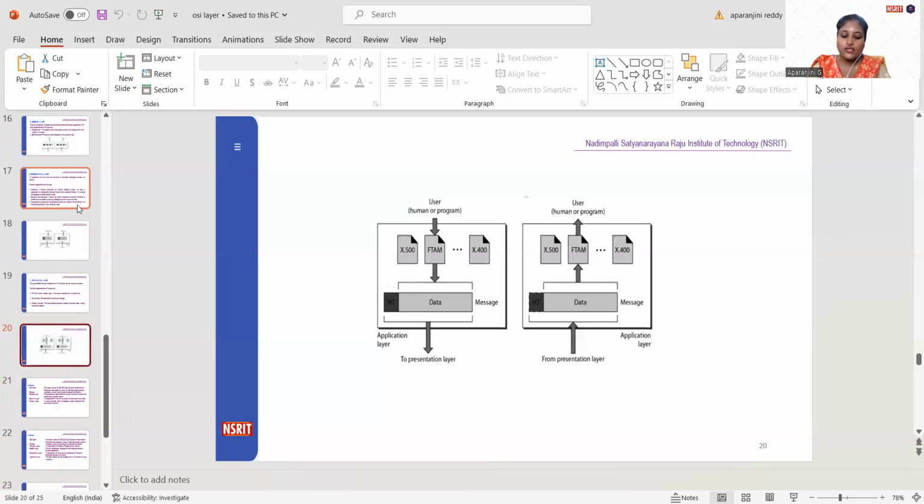The functionalities of this layer are to identify the communication partner, that is, to whom to transmit the data; determine resource availability, which checks whether sufficient network resources are available for the required communication; and synchronize communication, that is, provide the cooperation which is mandatory. These are the things we can see in this layer.